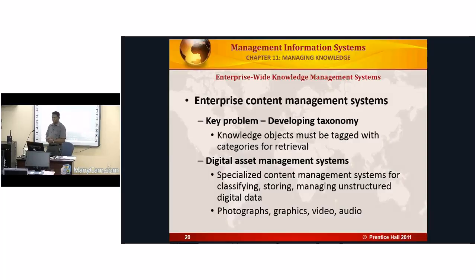If we take enterprise content management systems, the key problem is developing taxonomy. Developing taxonomy: knowledge objects must be tagged with categories for retrieval. As I mentioned earlier, the example of the birth certificate, you can tag with each and every keyword. So your name, your place of birth, your date of birth. Likewise, you can have several tags.